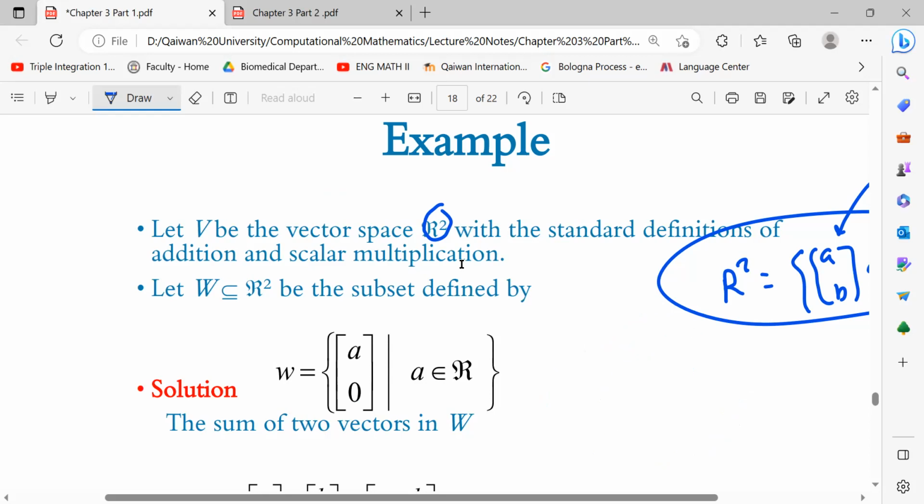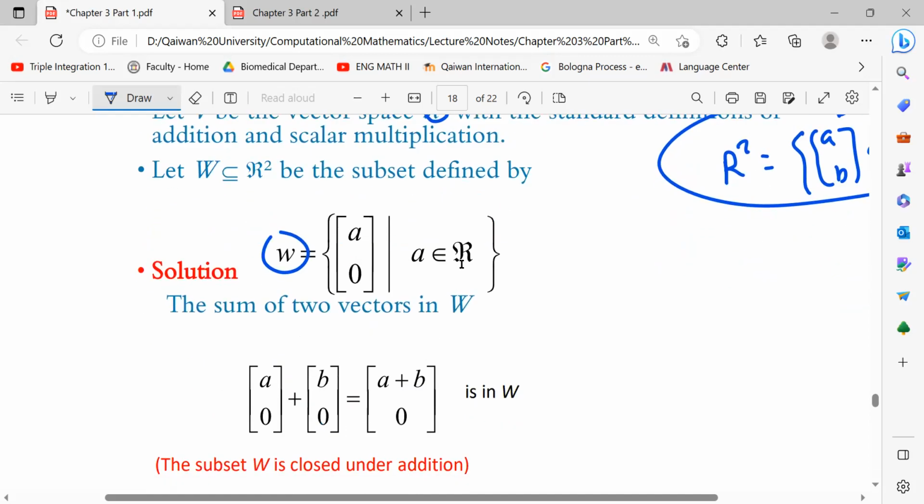Here, we take two vectors in W. The vectors in W are of this form: the first entry is a constant, and the second is 0. We take these two vectors. These are vectors in W. As you see, all have the same form, (a, 0), (b, 0), (c, 0), (z, 0). The first entry is a constant, and the second is 0.